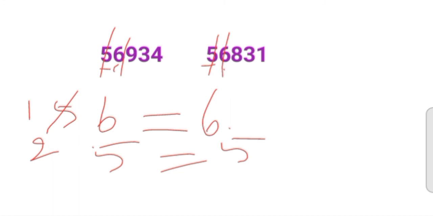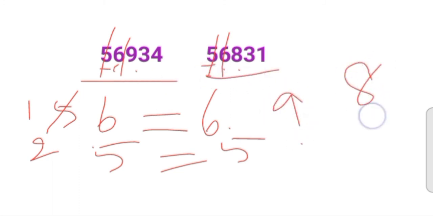And then you can go to the next place, the 100s place. In the 100s place, this number has 9, this number has 8. So now you can compare these two numbers. Here we got different numbers. So 9 is the biggest number, isn't it? So you can conclude with the 100s place that this number is the greatest number.